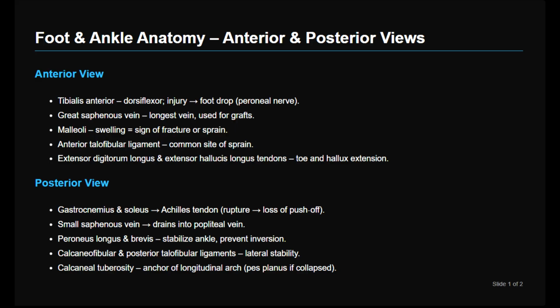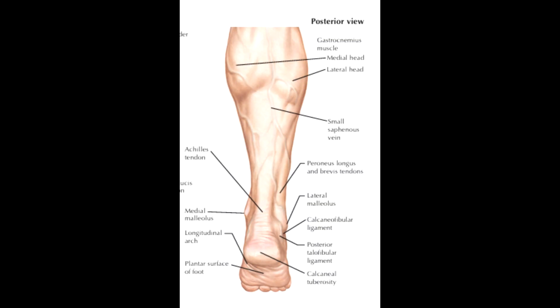Now, shifting our attention to the posterior view, the illustration highlights the powerful gastrocnemius muscle with its medial and lateral heads. This muscle, together with the soleus, forms the triceps surae group, inserting into the calcaneus through the Achilles tendon. The Achilles tendon is the strongest tendon in the human body, but when ruptured, it produces a characteristic loss of contour and functional deficit, which is very disabling.